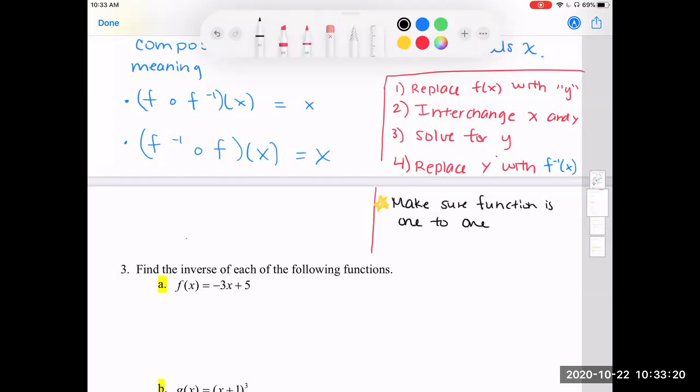If it's not 1-to-1, then we can start going through the process, but somewhere in between, we might get stumped and be like, hey, why can't I move forward? Maybe that function is not 1-to-1, meaning that there's only one x point for every one y point. And it needs to pass both the vertical and the horizontal line test.